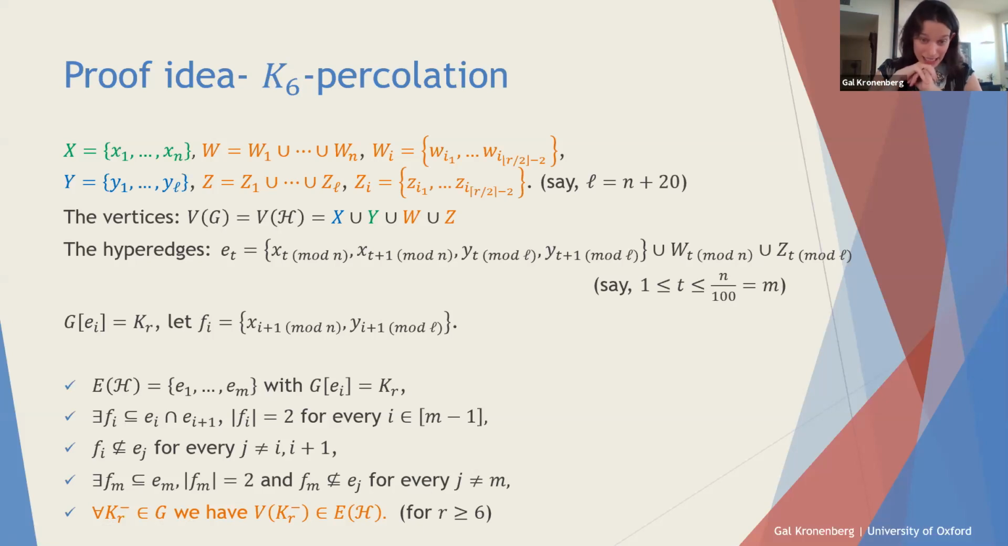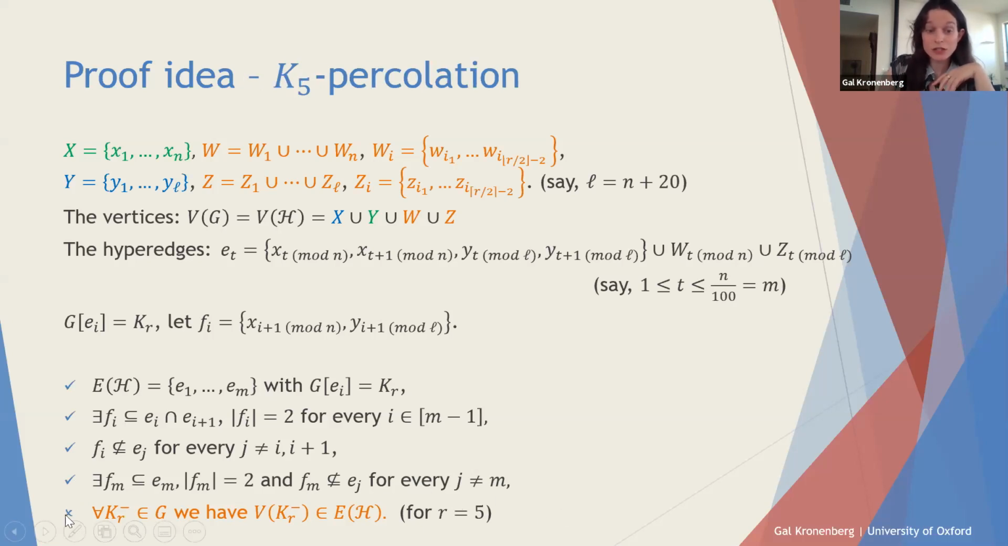And sadly, this is only true when we do this construction that I explained when the clique has size at least 6. And why is that? It's not true for r equals 5. It will not work for r equals 5. We already know that. And why is that? If we have r equals 5, we have only one yellow vertex, right? We don't have two yellow vertices.